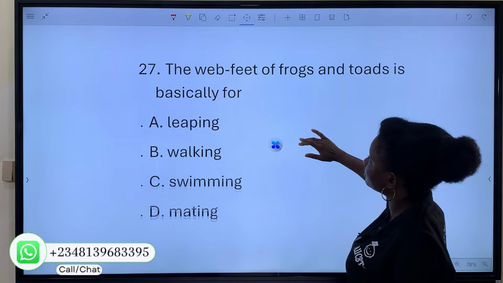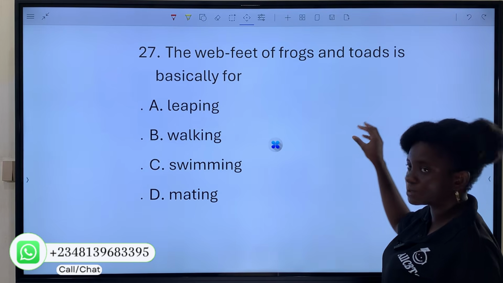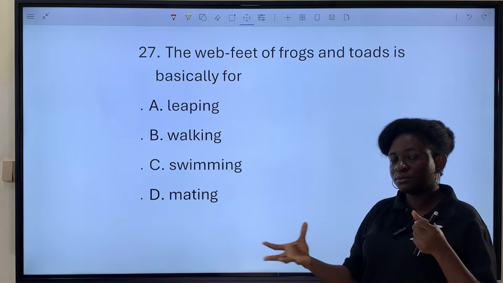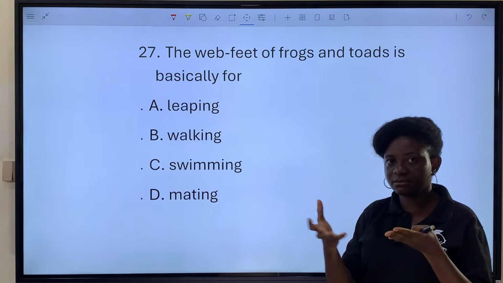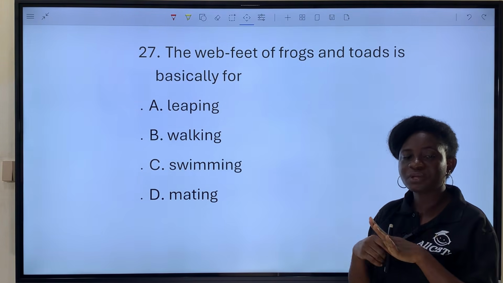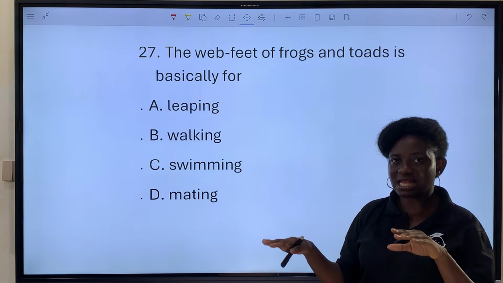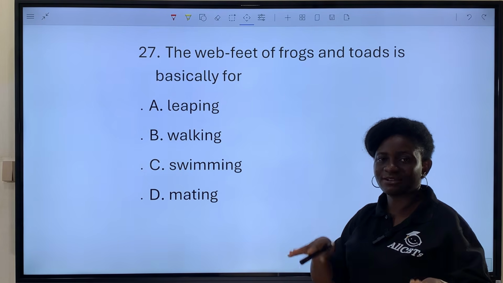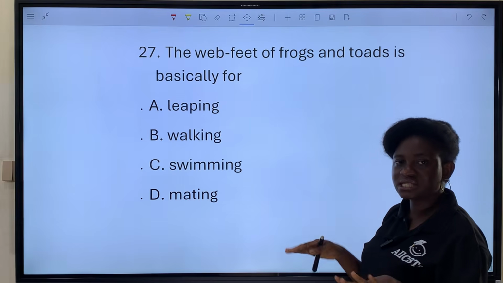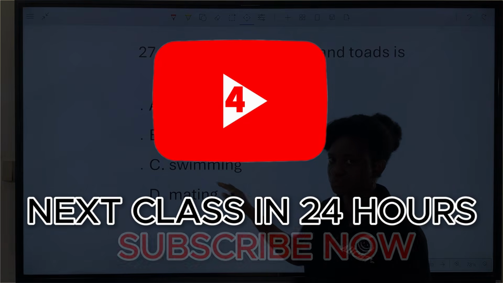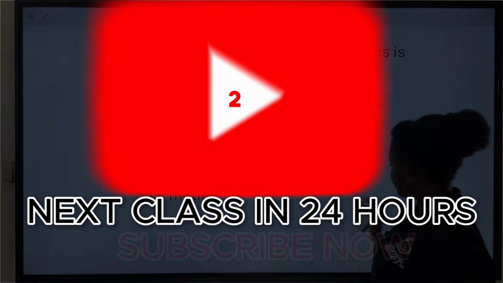Question 27. The web feet of frogs and toads is basically for what? If you notice the web feet of frog and toad, what is the main function? That web feet enables them to swim, to navigate in water. So that is the function of the web feet. So the correct answer here is swimming, option C.